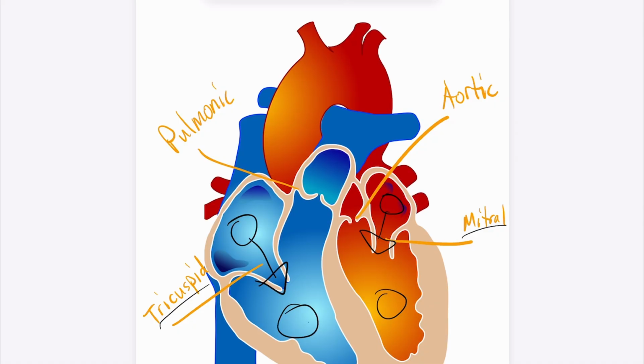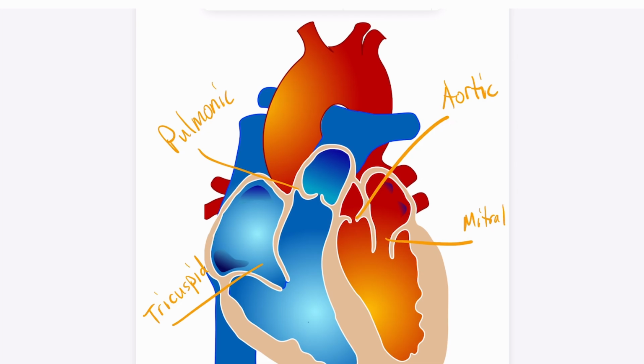What you can also have is, during diastole, if you have regurgitation, so backwards flow from the pulmonary artery through the pulmonic valve into the ventricle, that would be a diastolic murmur. Same thing for the aorta. So you have backwards flow from the aorta through the aortic valve into the left ventricle. That would be a diastolic murmur.